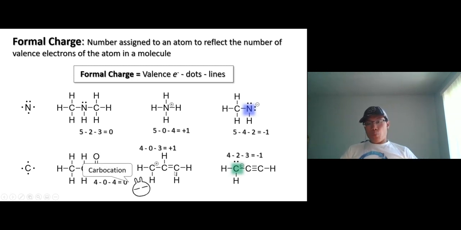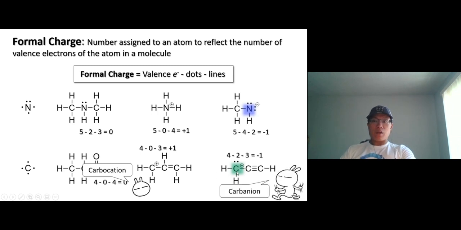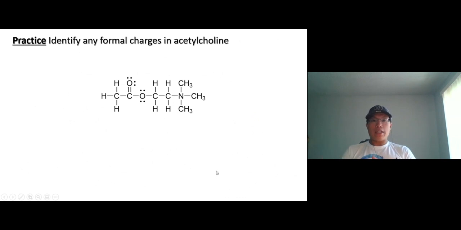Carbon with the positive charge has a name we call carbocation. Carbon with a negative charge we call carbanion, which is carbon and anion, basically carbanion. All right, let's try this one.